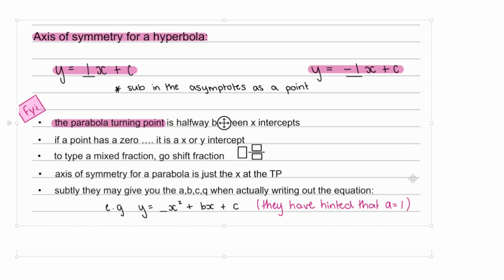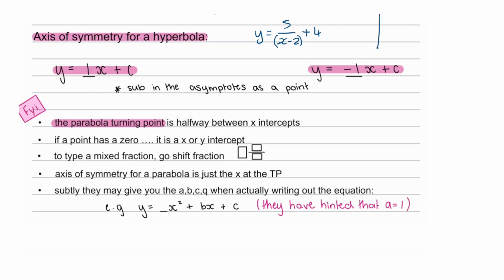In this video, we'll look at some more basic concepts to functions. The first one, which is quite common, is working out the axis of symmetry of a hyperbola. Let's just say here's your equation. You'd very quickly work out that your asymptotes are at what answer comes out of this bracket. For x, it would be positive 2, and the y asymptote would just be 4. So you've got those two.